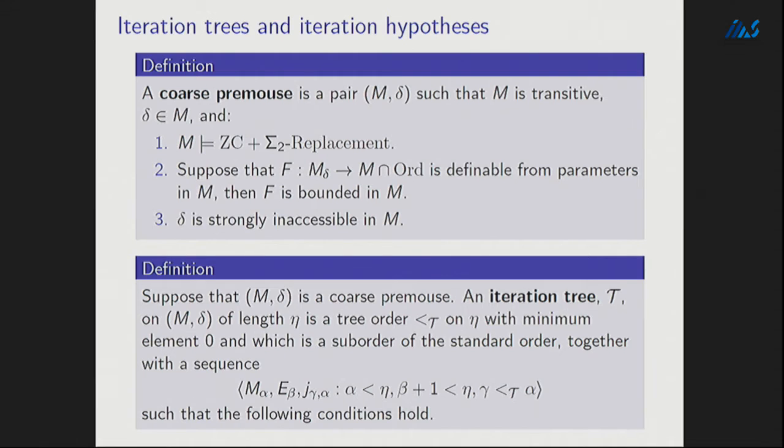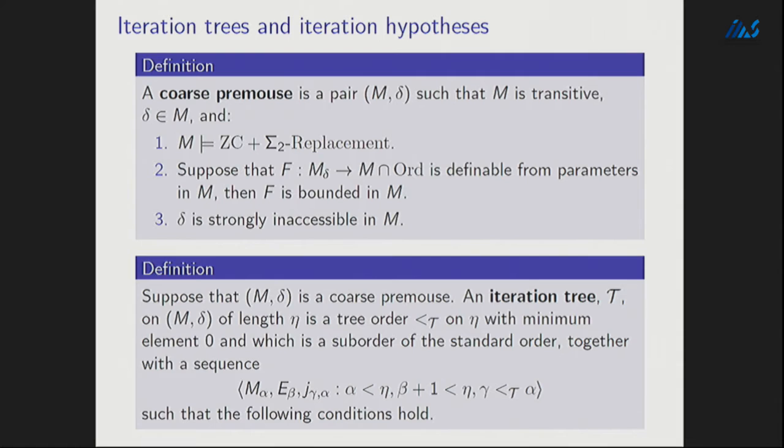So this is a central definition in set theory now. It's really due to Steel, though I'm going to give a generalized version of the definition. Okay, suppose we have a coarse premouse. An iteration tree on that is a tree order with 0. It's a suborder of the standard order. It has a length. The iteration tree has a length eta. The tree order is a suborder of the standard order on eta with minimum element 0.